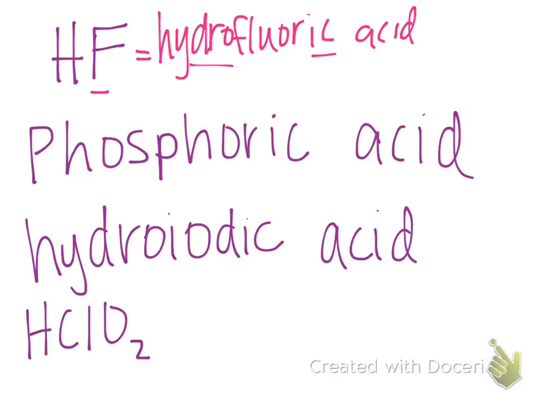Our ending on our acid is just ic. Not hydro, just ic. So if it ends with an IC, what type of anion does it have to come from? Has to come from an ATE, right? It has to come from phosphate. So we need to pair this with phosphate. So we were close. What should our final answer be here? Sean, what do you think?